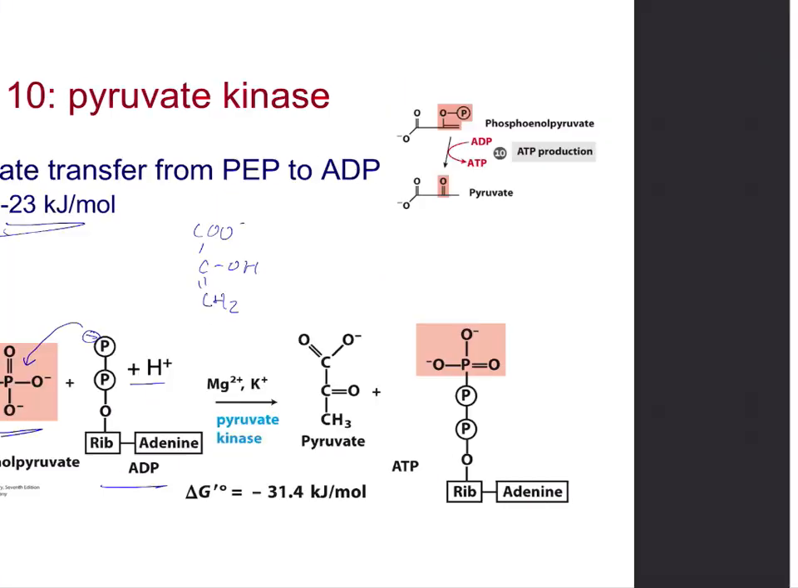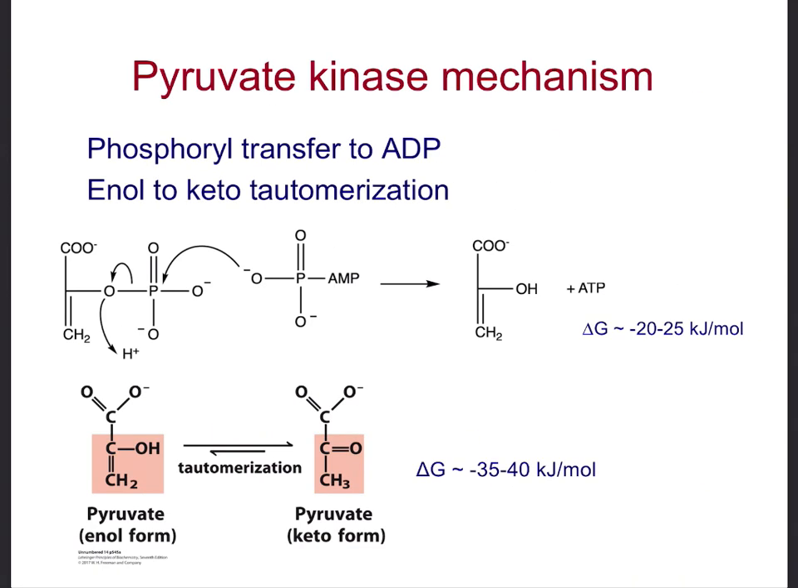Now, if we look at this in a little bit more detail, we see delta G for that transfer somewhere around negative 23 kilojoules per mole. The delta G for the tautomerization from the enol form to the keto form, however, is so highly exergonic that it is what drives this reaction to completion. The delta G for this is somewhere in the negative 35 to negative 40 kilojoule per mole range. So ultimately that enol to keto tautomerism is the true driving force of this reaction.